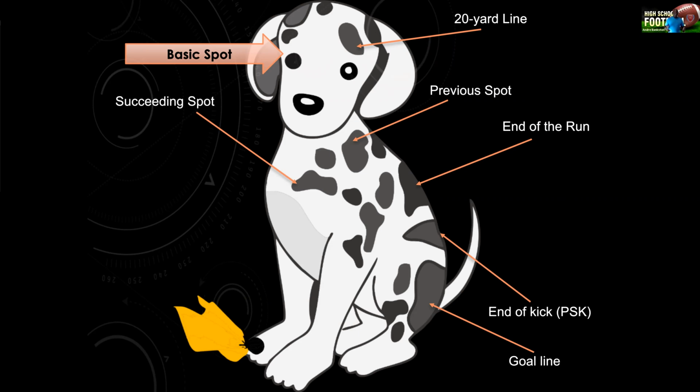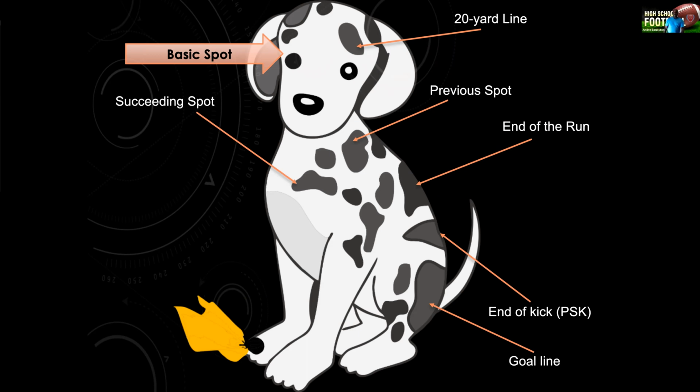So when we say a foul is from the basic spot, we're just saying that's where we're going to mark it from. But the basic spot is not in and of itself a spot. Okay, he ended his run there, which is on there as a basic spot. But that does not necessarily mean it is the basic spot. Right? It could be the previous spot.